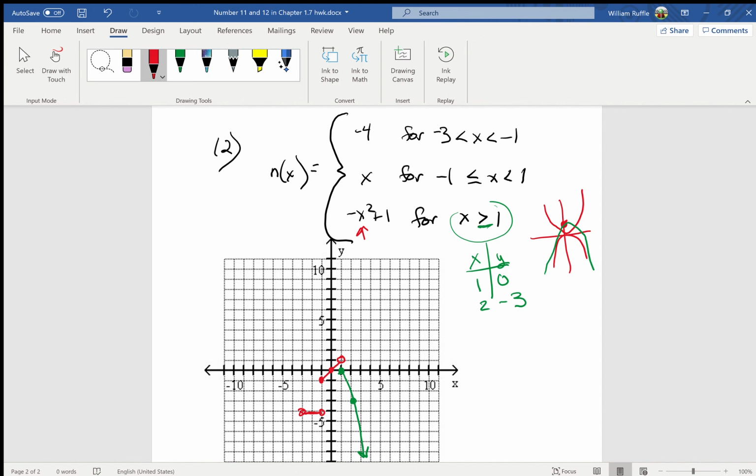Now I should have done it all in red, so let me just pop this over red. But in the end, that's the three-part function. This is an upside down parabola, this is a line with slope 1, and this is slope 0. I hope this helps.